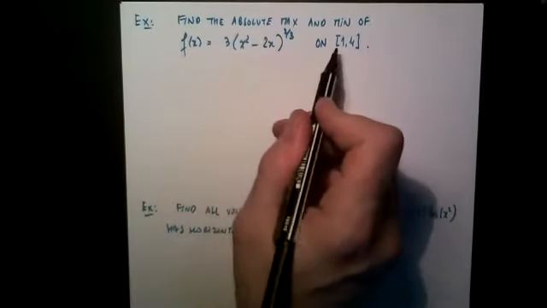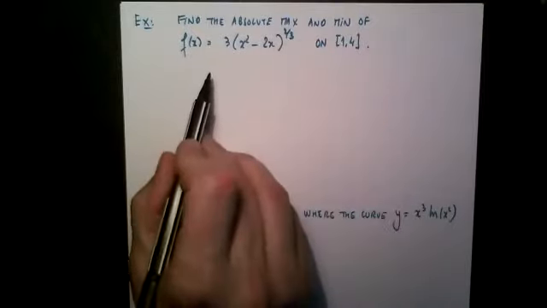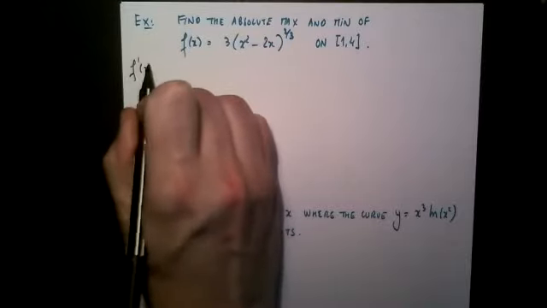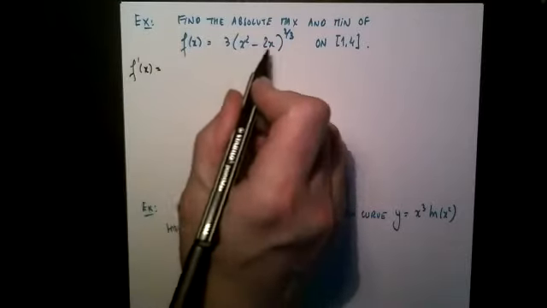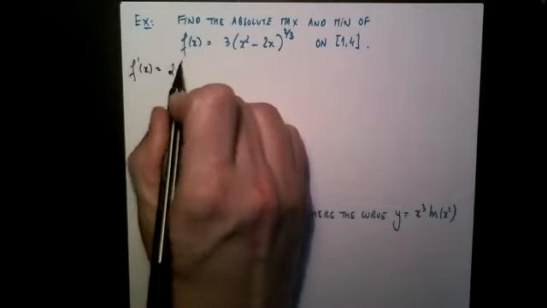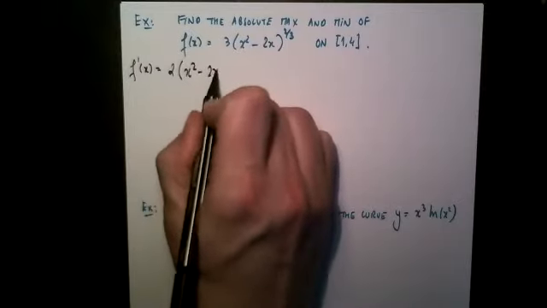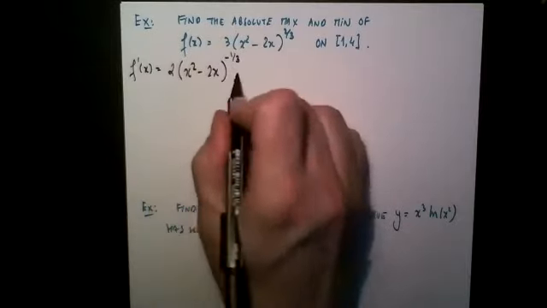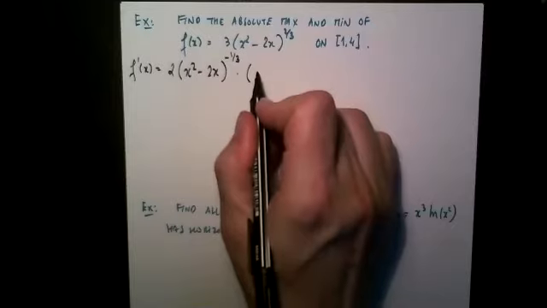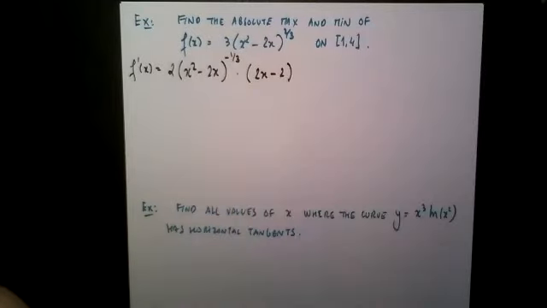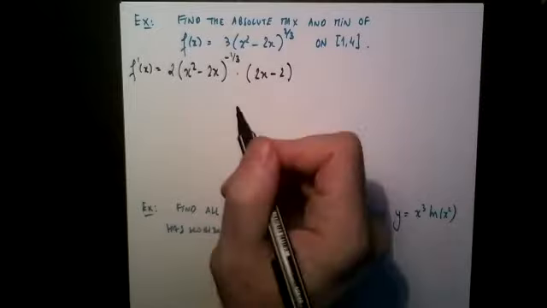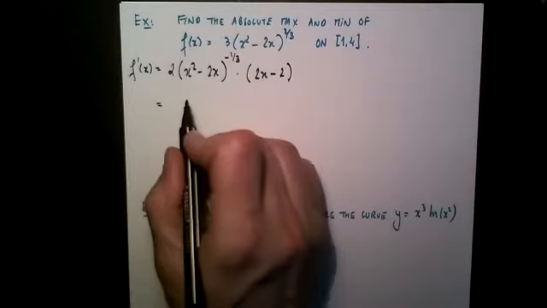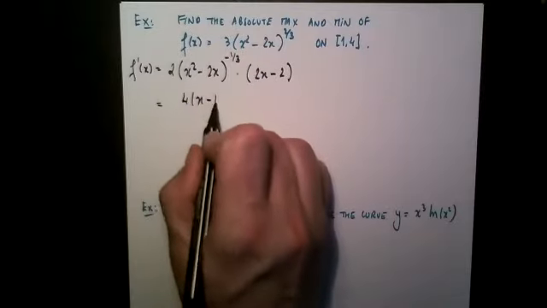So to find the absolute max and min of this function, we need to find the critical numbers. So let's find f prime. The derivative of 3 times this is 2 times (x² minus 2x) to the power negative 1/3 times the derivative of the inside, which is 2x minus 2. Okay. And if I simplify this, I could pull out a 2 on top. I get 4 times (x minus 1).